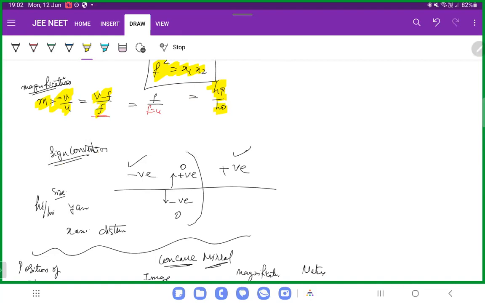Sign convention. Yeah, this also you all remember. Left side negative, right side positive. Above principal axis positive, below principal axis negative. So left and right is for distance from mirror, and up and down is for height from axis.